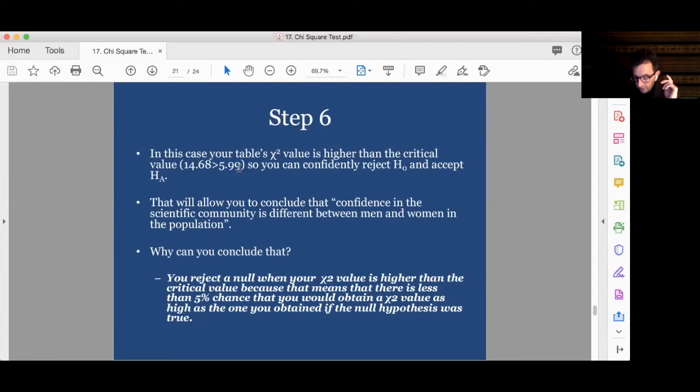So if we reject the null hypothesis, the null hypothesis that there's no relationship, then we can say that our table came from a population where there is a relationship. In other words, there is a relationship between confidence in the scientific community and gender in the population. Okay? Now, why is this?